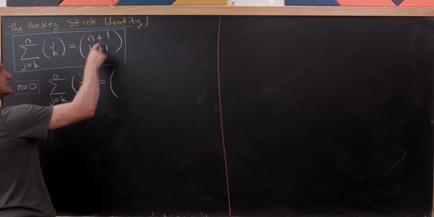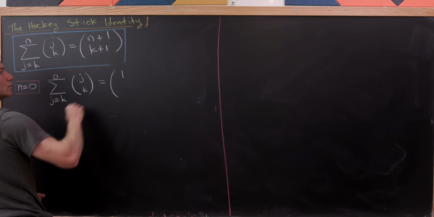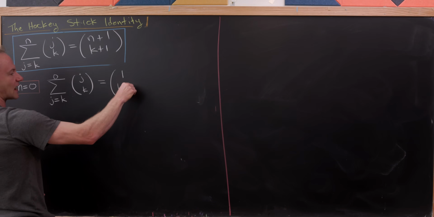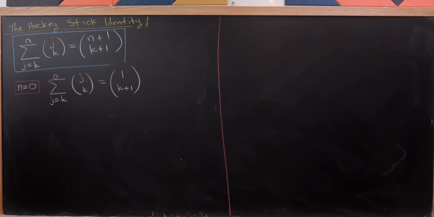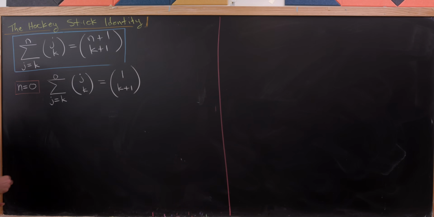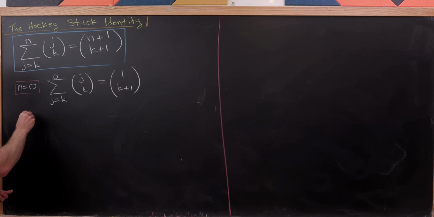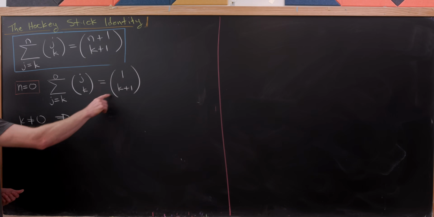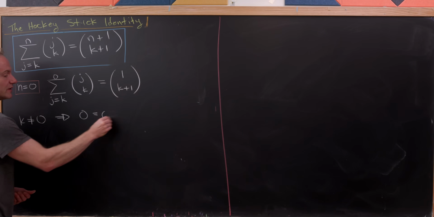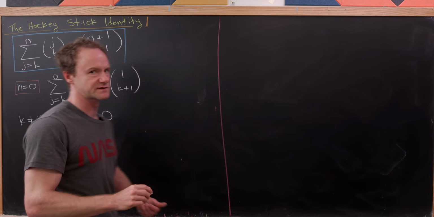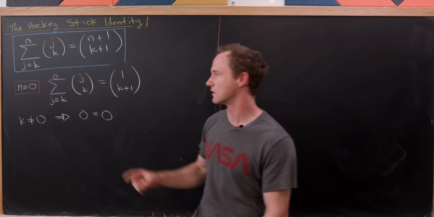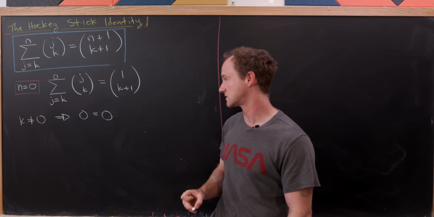equals, what's it going to be? 0 plus 1, which is 1, choose k plus 1. So we've got 1 choose k plus 1. But let's notice that if k is not equal to 0, then this simplifies just to 0 equals 0, which is, of course, a true equation, right? So if k is not equal to 0, this base case holds.